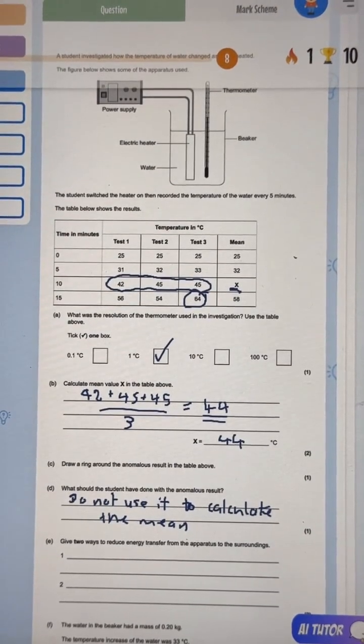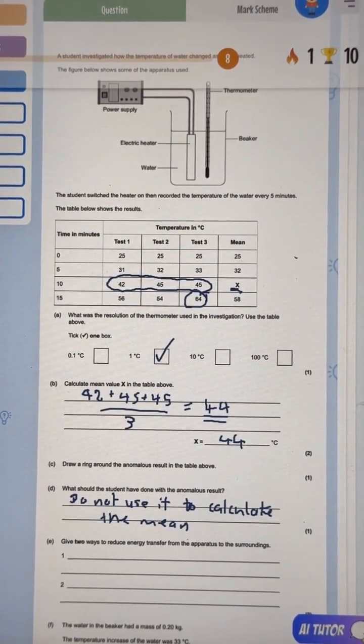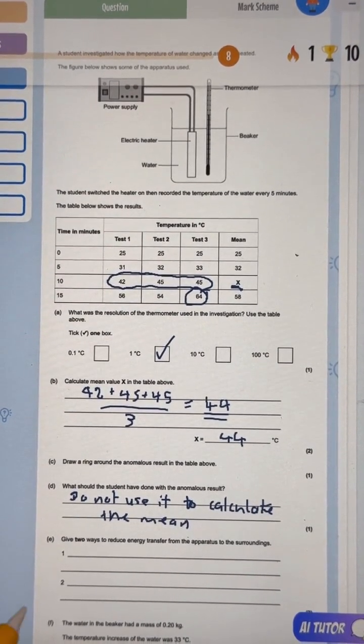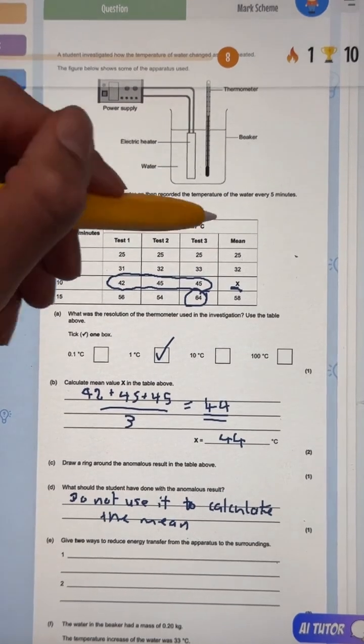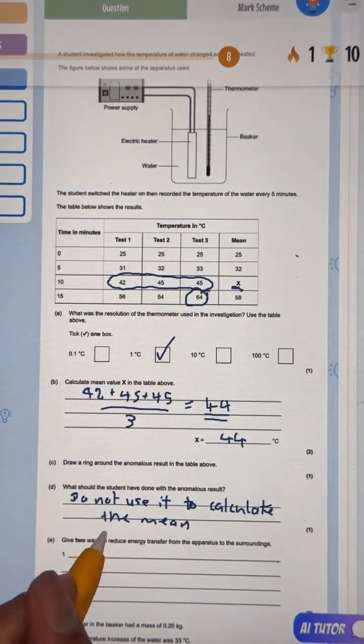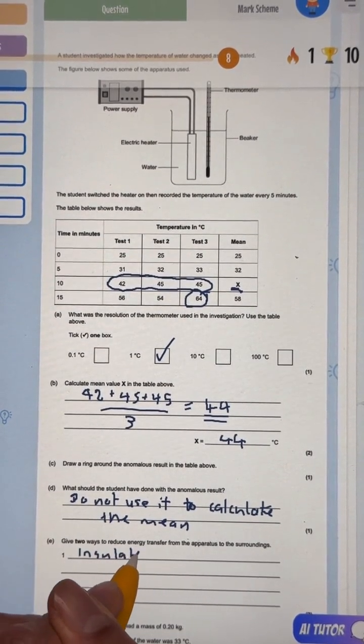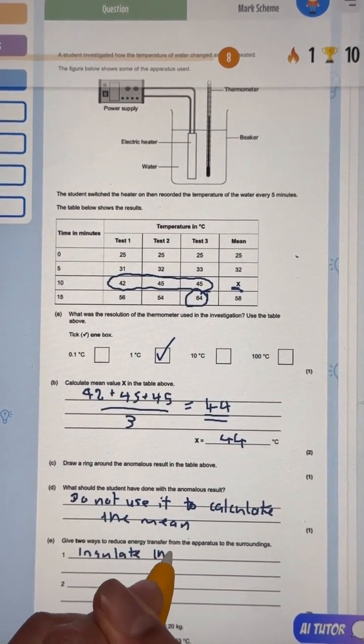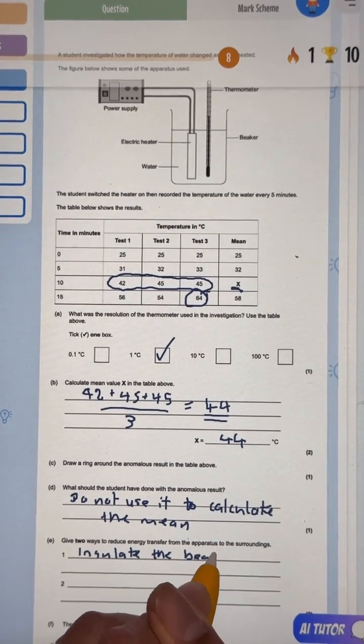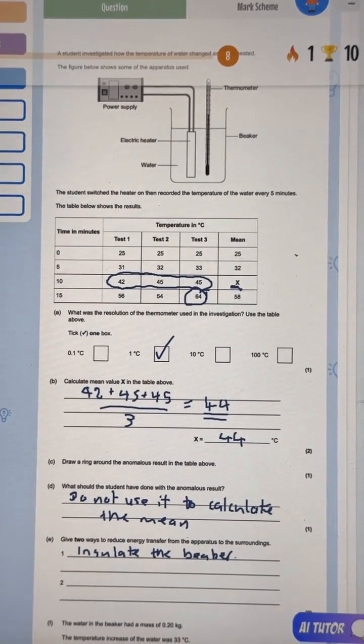Think of the name of something that we can use to keep something warm. Yes, an insulating material around the beaker. Very good. So we could insulate it around here like this. Good. So insulate the beaker would be one answer. So that stops the heat from escaping from the beaker and the sides of the beaker.